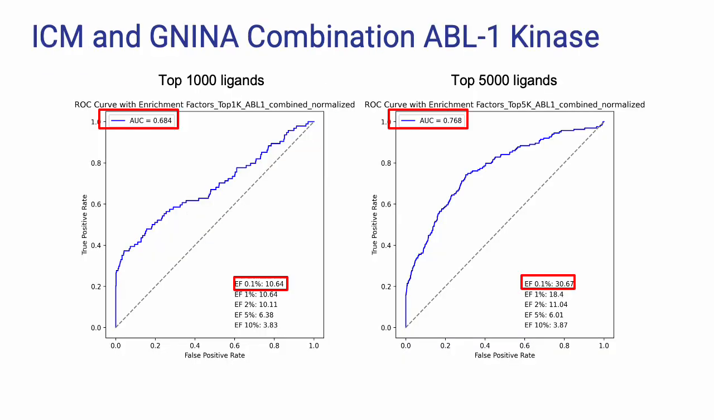Starting with ICM and NINA, for ABL1 kinase, the AUC was 0.68 and 0.77 for the top 1,000 and top 5,000 ligands respectively, indicating decent discrimination. However, the EF values were low, at 10.6 and 30.7 for the top 0.1%, suggesting poor enrichment of actives in the top-ranked compounds.